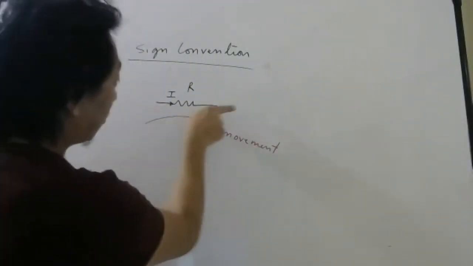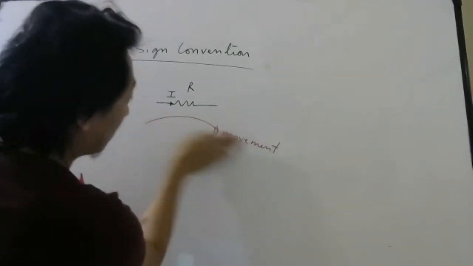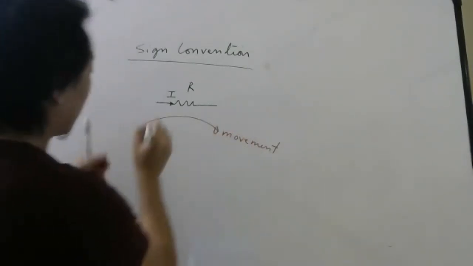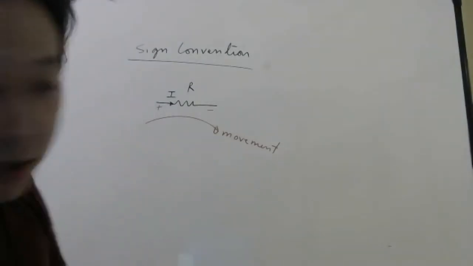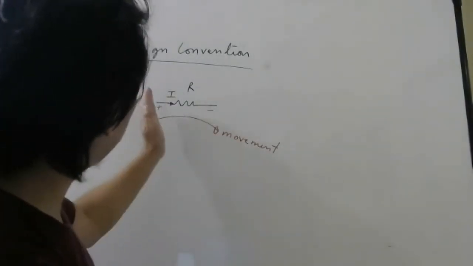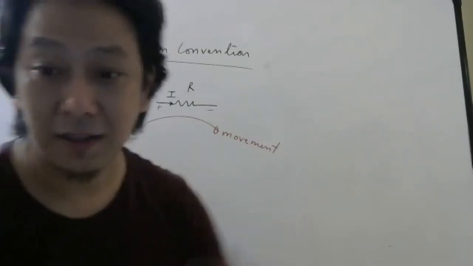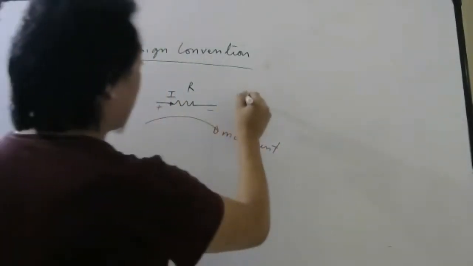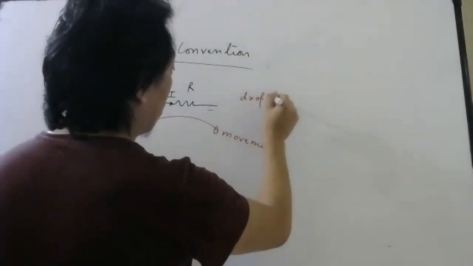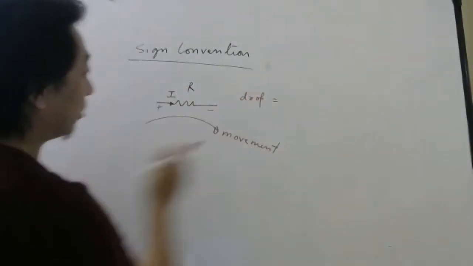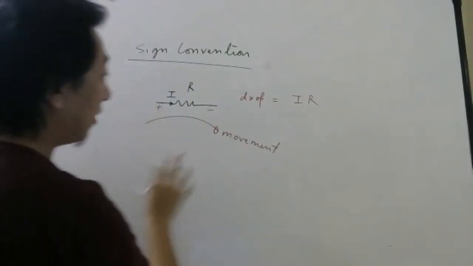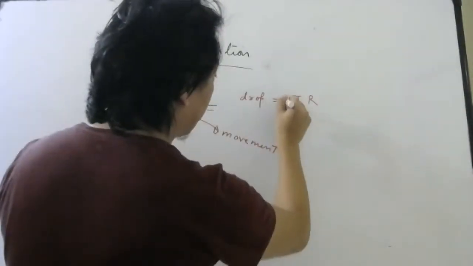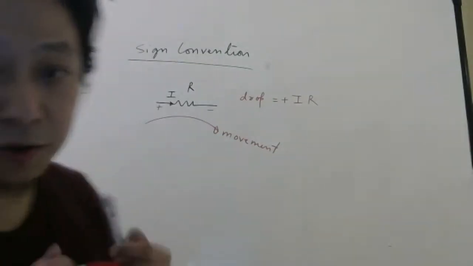Now, if current is flowing like this and you are moving in the same direction, then you know current flows from higher potential to lower potential. So you are moving from higher potential to lower potential. That means it will be potential drop. How much will be the potential drop according to Ohm's law? Current into resistance. And I will take drop positive.